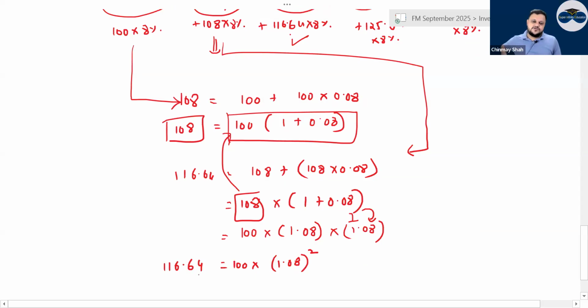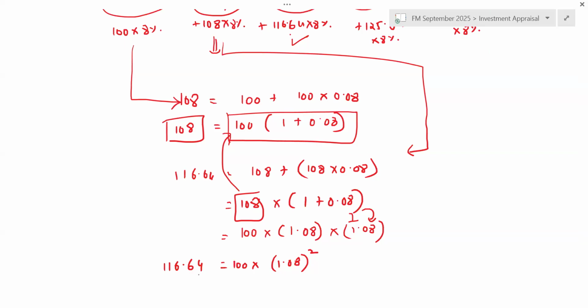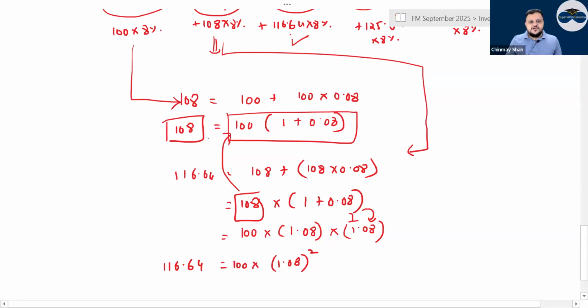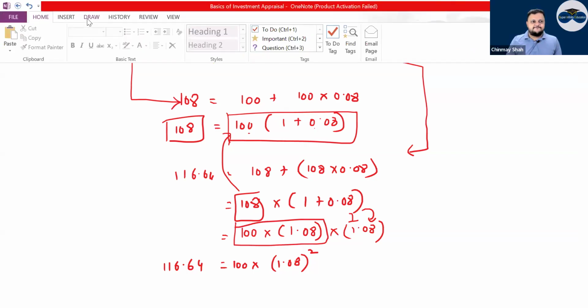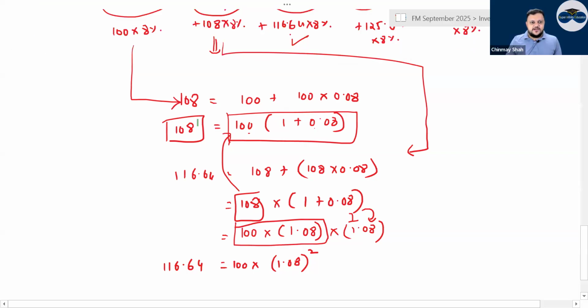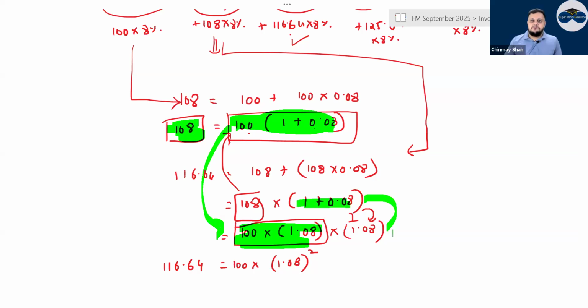Check whether it is okay. Does it make sense? Sir, please repeat once more. Look, the 108 is equal to 100 into 1.08, and that is what I substituted here. Wait, I'll change color. Look, this 108 I substituted with this here, and this 1.08 is from here. Okay.